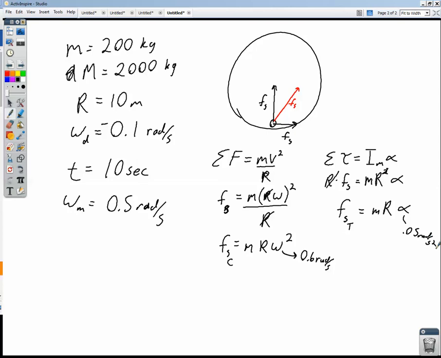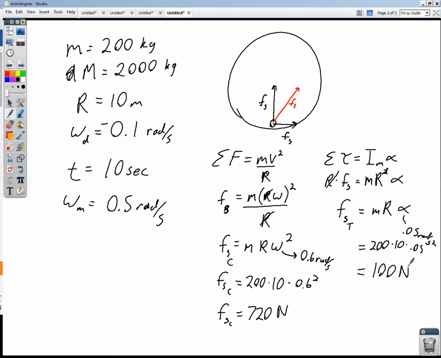So plugging in numbers here, the force of static friction going in towards the center is going to be the motorcycle's mass, which is 200, times 10, times 0.6 squared. Plugging that into the calculator, we have a force of static friction going in towards the center of 720 newtons. And over here, 200 times 10 times 0.05 gives us a value of 100 newtons. So let's take those to the next page.